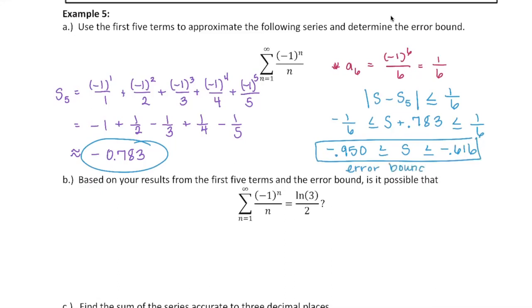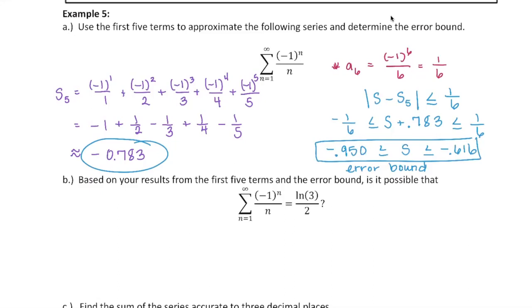And what that tells us is whatever the sum is, it is within this interval. Now I could make this error bound smaller and smaller by using more and more terms. The more terms we get, the more accurate our partial sum estimation is going to be.